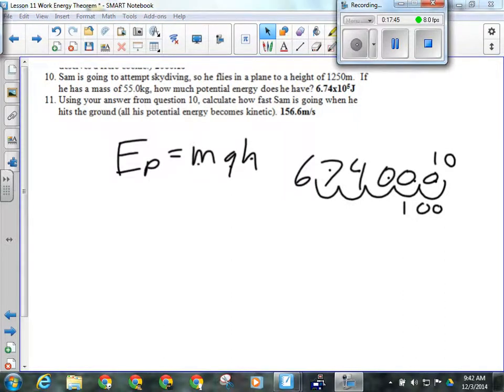Okay, so number 11. Number 11 is asking, do you understand the idea that energy can't be created and it can't be destroyed? If when he jumps out of the plane he's got that much potential energy, how much kinetic energy will he have when he hits the ground? Just the instant he hits the ground, not after. You're right, after he'll have 0 because he'll do work on the ground and change the ground shape into a Sam-sized crater. Okay? Same amount.